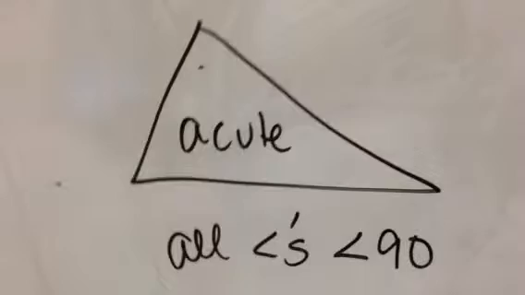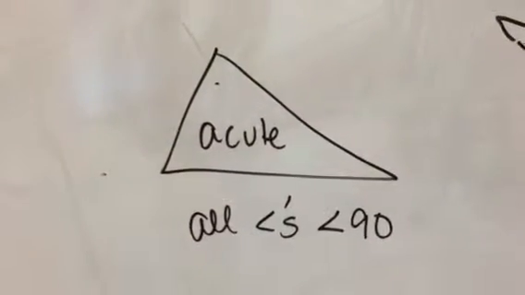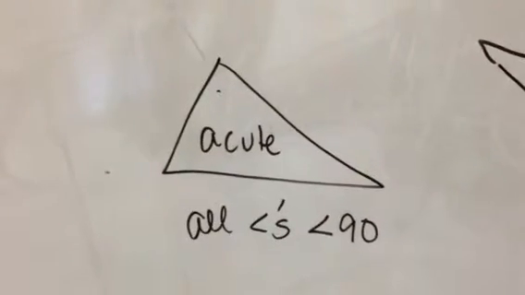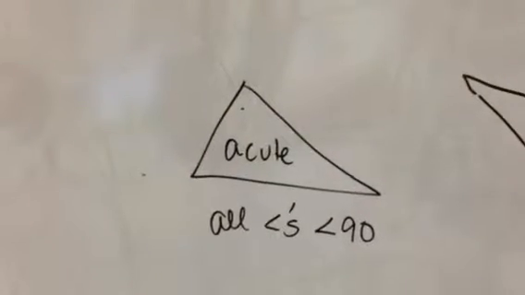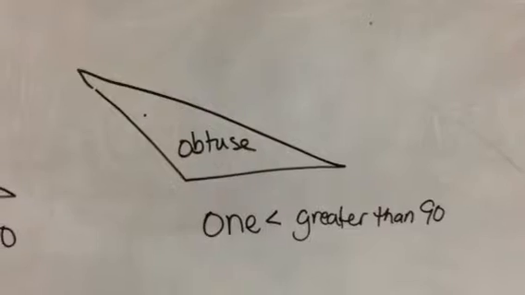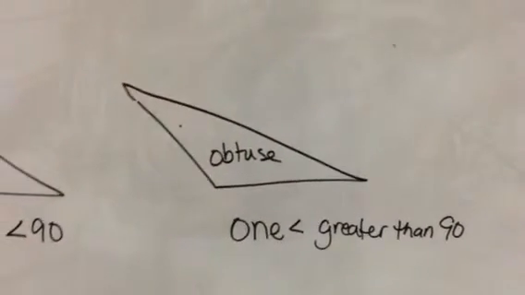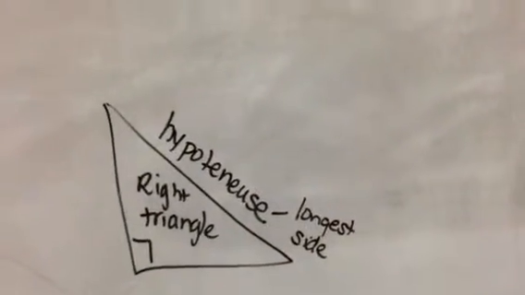This is called an acute triangle. Acute triangle means all angles are less than 90. If you notice those angles, that's not a very straight triangle, but all the angles are less than 90 degrees. That's acute. This is an obtuse triangle. One angle is greater than 90 degrees, the other 2 are less, but if there's one angle greater than 90, it's called an obtuse triangle.